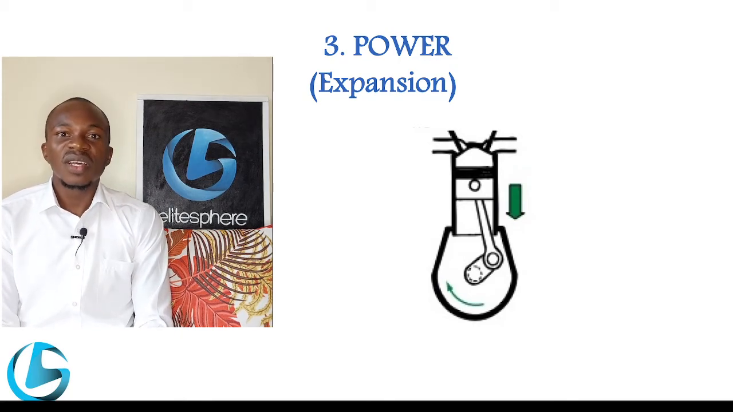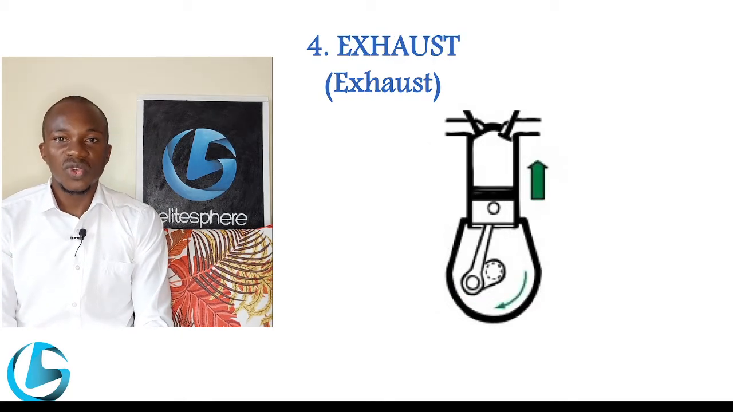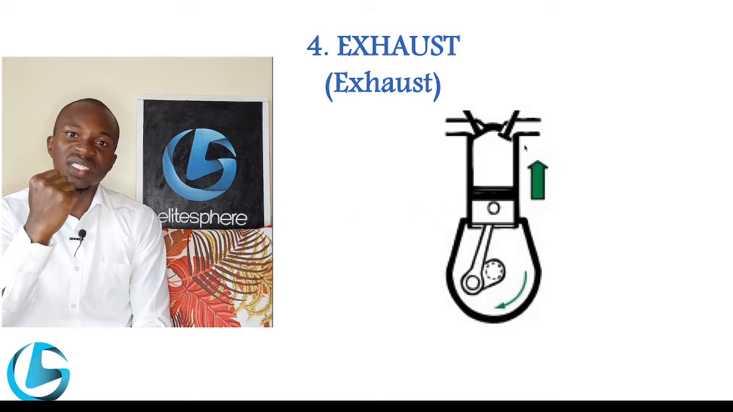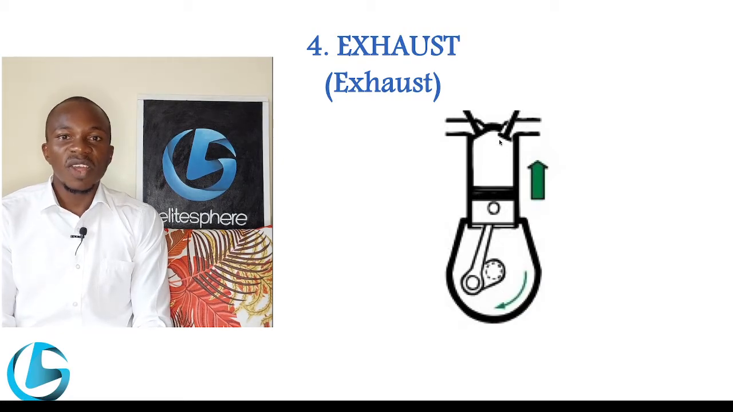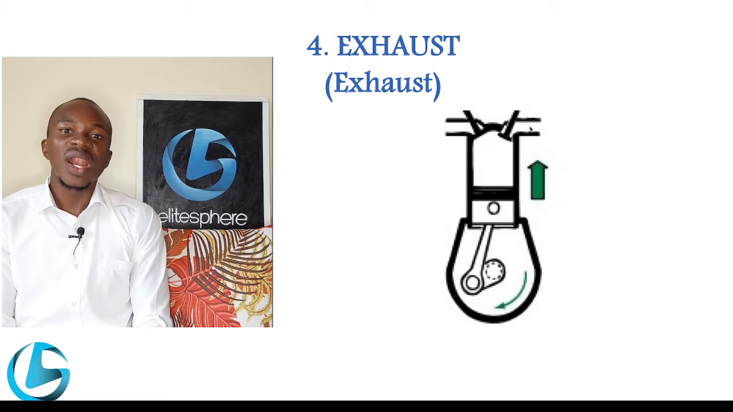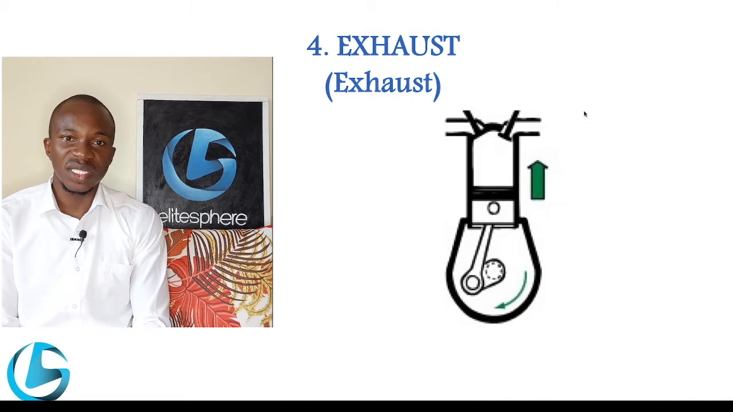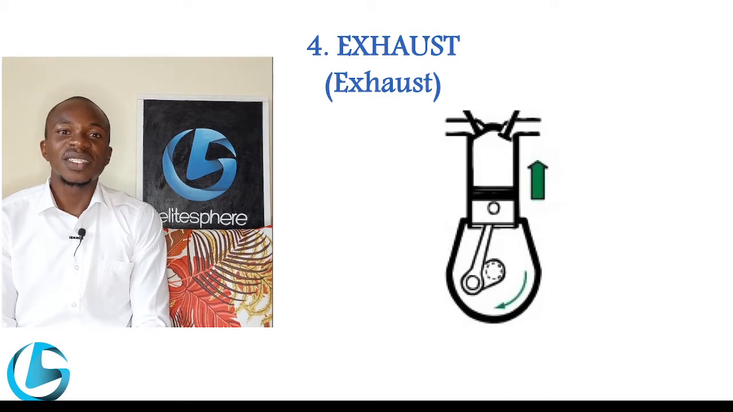The last stroke is the exhaust stroke, and it starts by the piston traveling from the bottom dead center going upwards to the top dead center. During this stroke, the exhaust valve is opened to allow the exhaust, or the scavenging, of the burnt gases in the cylinder outwards. So the 5 events that take place during the four strokes are as follows.